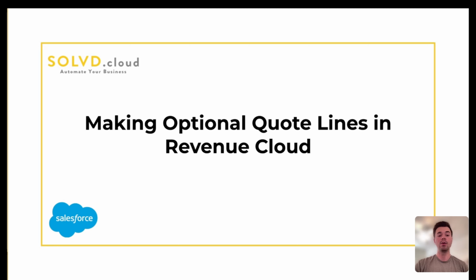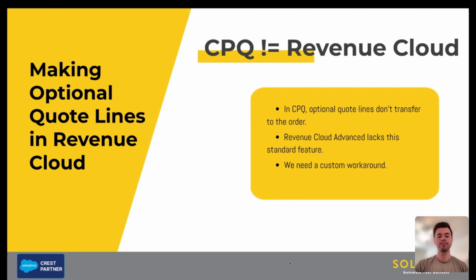Well, as you may already know, there is no standard way, at least at this point, to do this within Revenue Cloud. So today I'm going to be walking through a custom solution that we built out for a client to make quote lines not move over to the order. One thing to note is that this does not include making that quote line not contribute to the quote total, but I will show you how to make it so that these quote lines will not move on to the order when you order the quote.